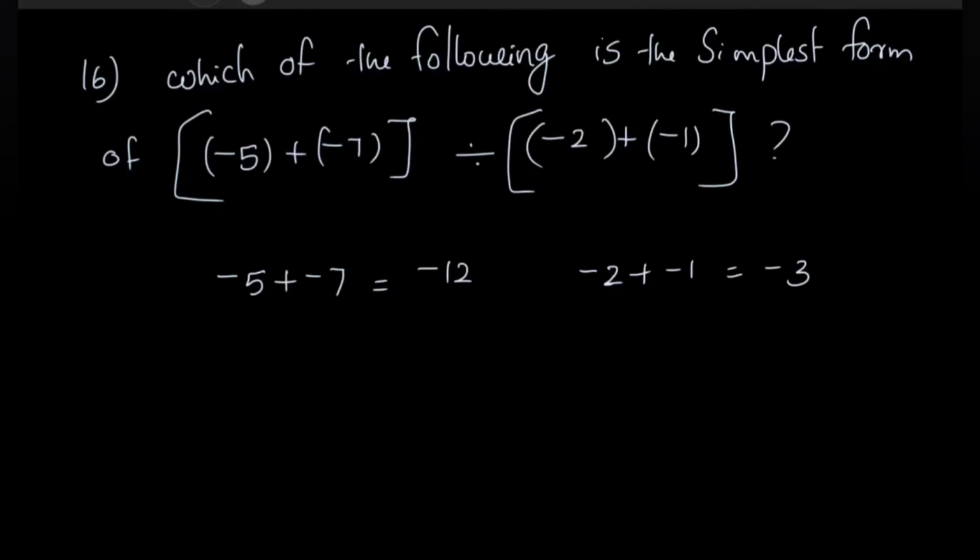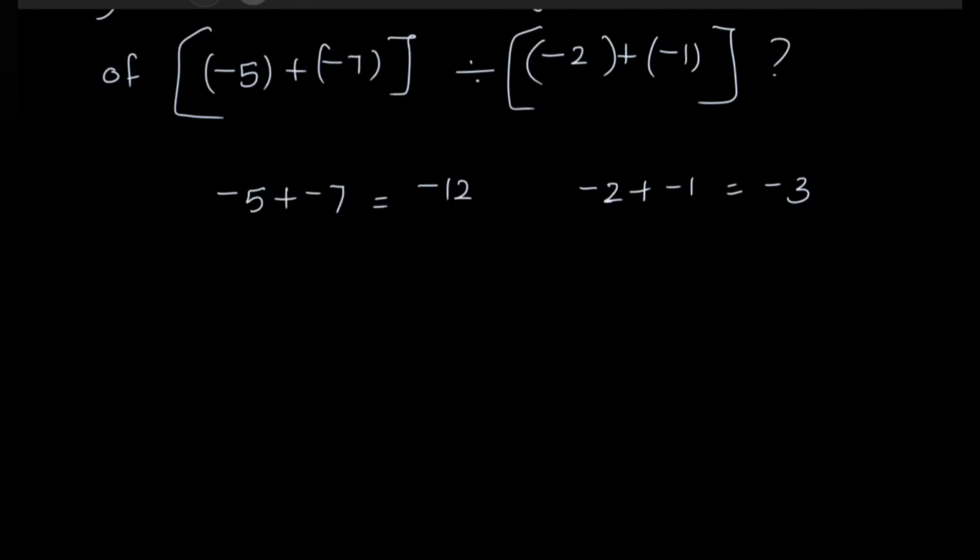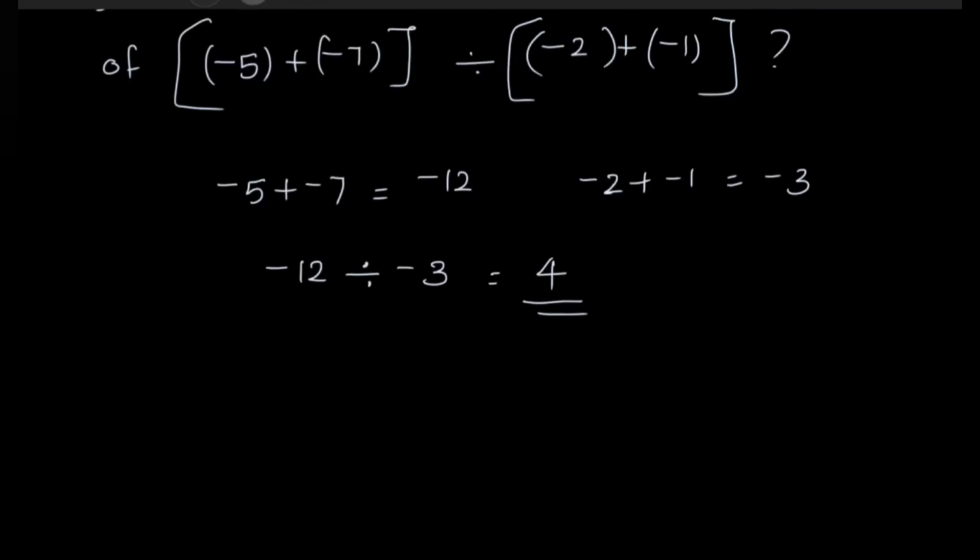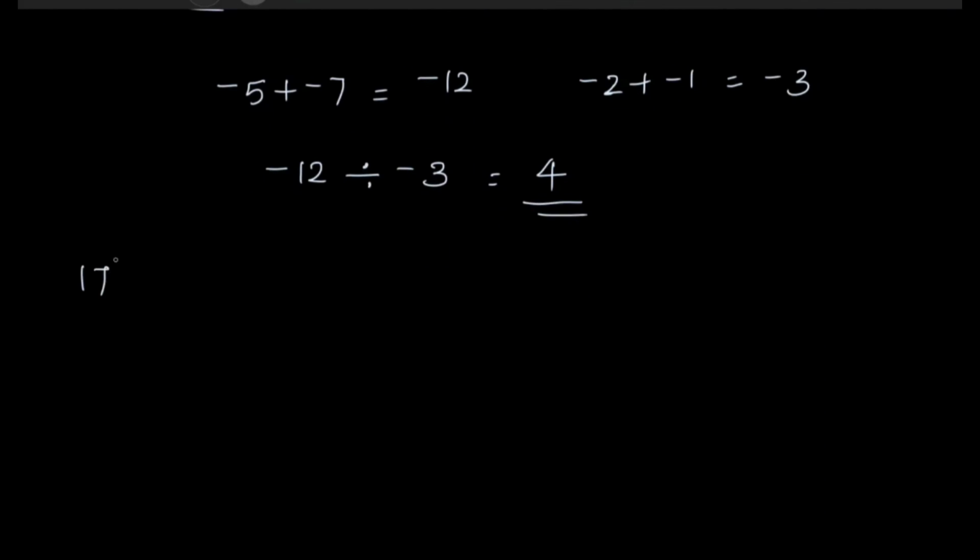Then these two are divided. The division is outside the bracket, so after doing the operation inside the bracket, only then can we do the division. So it is equal to -12 divided by -3. Negative into negative is positive, and in the same way, negative divided by negative is also a positive number. So the answer is 4.